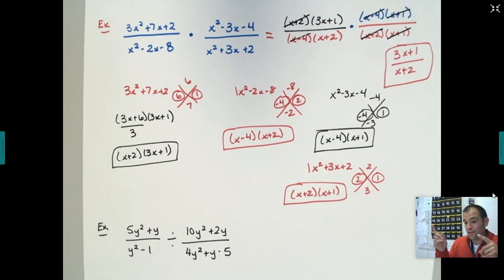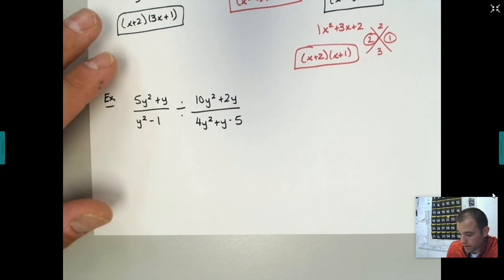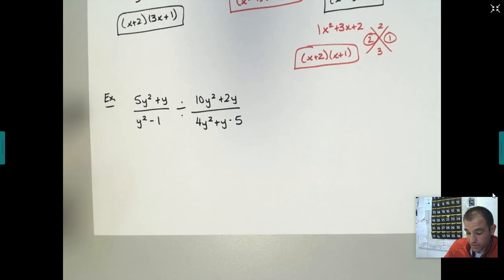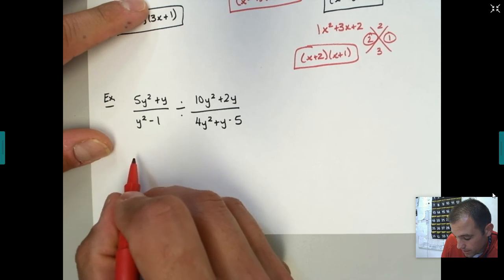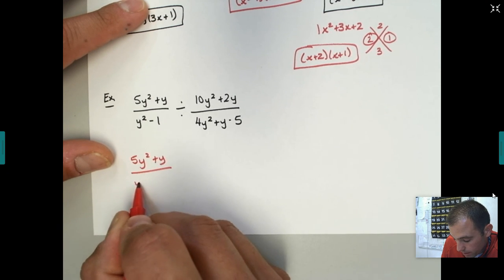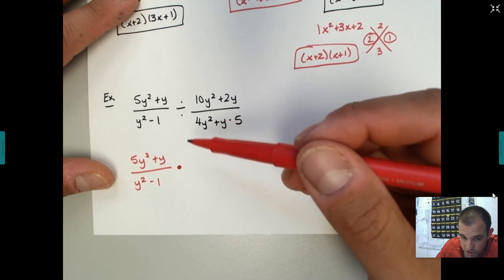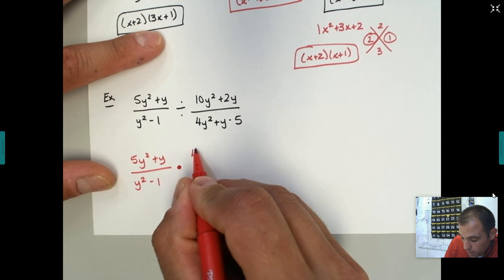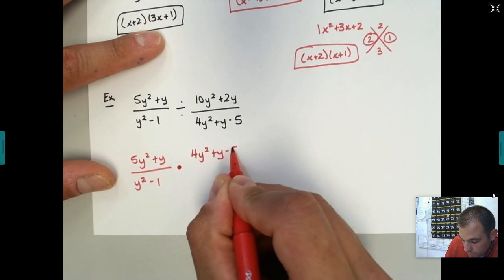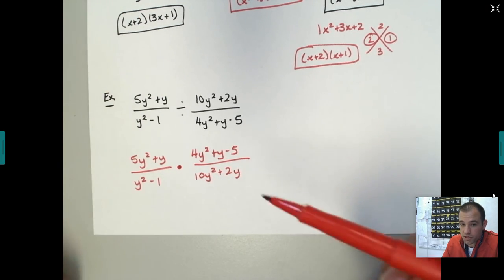Factor it, cancel things that are the same. Just cross them off. If one's on top and one's on bottom, get rid of it. Dividing is the exact same. Now, if you remember how to divide fractions, dividing by a fraction is the exact same thing as multiplying by the reciprocal. So whenever we have division, I'm going to change it to multiply, and I'm going to flip the second fraction. That's the only thing that changes when we divide.